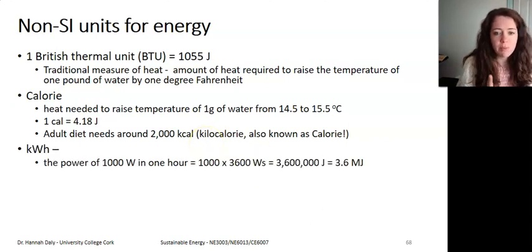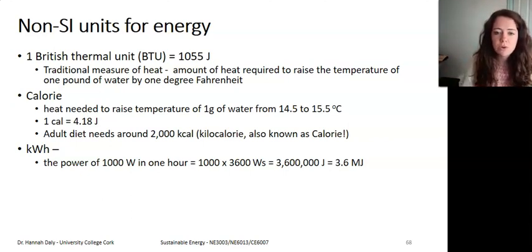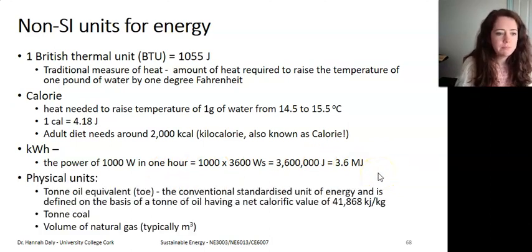A third unit, which is very important, is called the kilowatt hour. And this is the standard unit on your electricity meter. So you will say you consume 100 units over a period. That is actually 100 kilowatt hours. And it's very important to understand that. So that's the power of 1,000 watts, kilo, 1,000 watts, in 1 hour. So if you've got an electrical appliance that is consuming 1,000 watts, and you have it on for 1 hour, then you'll consume 1 kilowatt hour, and we can convert that into joules. I'll do that in a second.